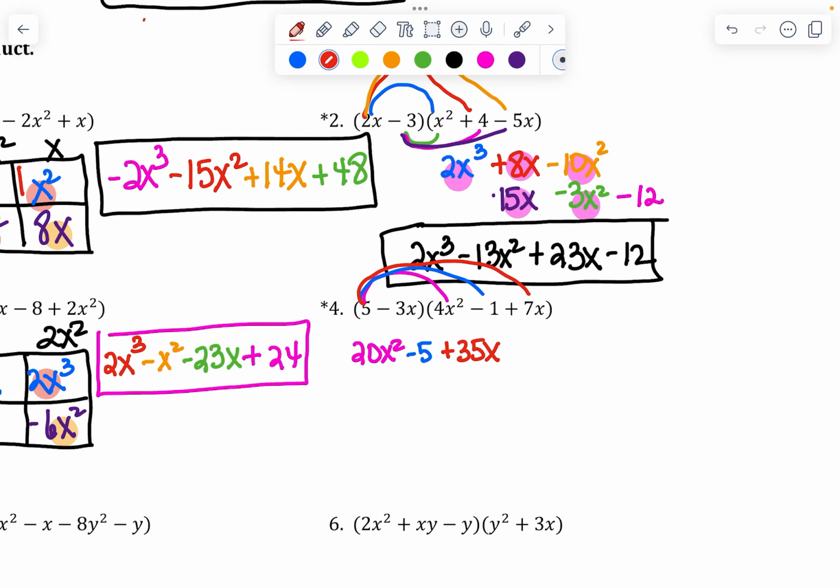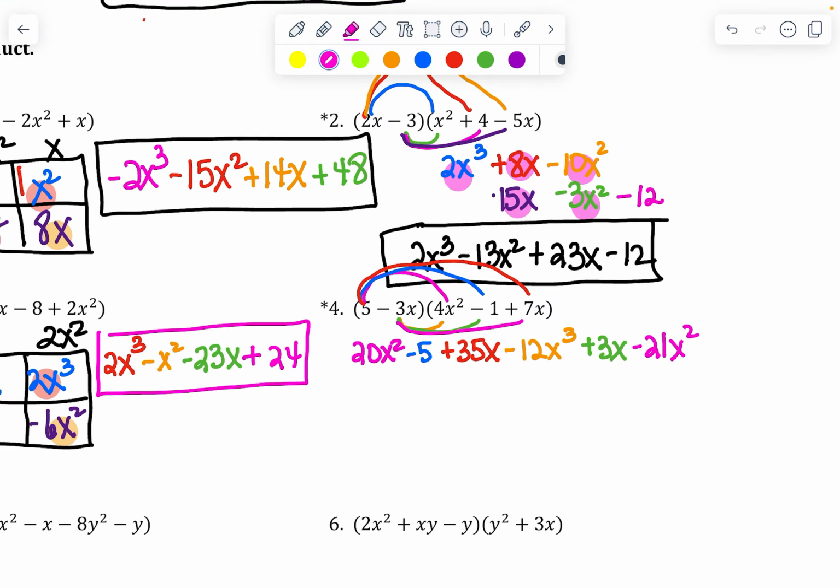Okay, now this one I'm not going to do underneath. I'm just going to keep going horizontal. Negative 3x and a 4x is a negative 12x to the third. Then I'm going to have a negative 3x times a negative 1 is a positive 3x. And then I'm going to have a negative 3x times a 7x is a negative 21x squared. So let's see what we can combine first.